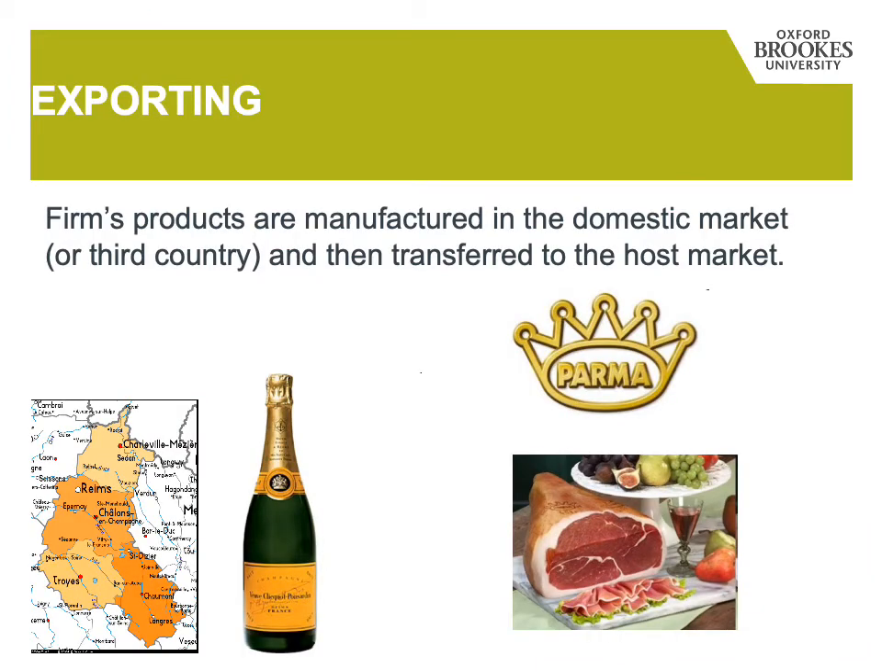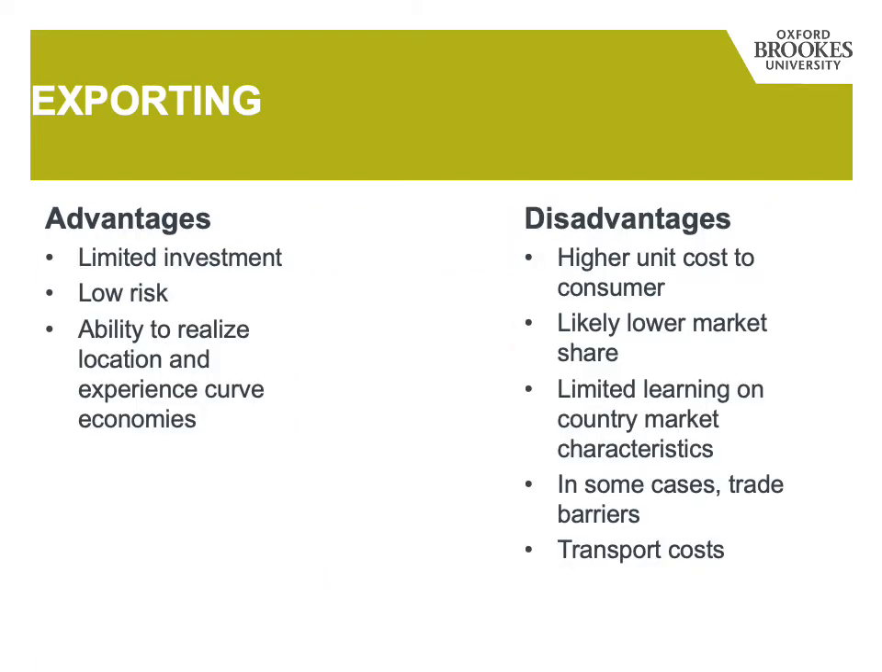Exporting examples: Parma, Italy; Champagne, France. Examples of firms' products are manufactured in the domestic market or third country and then transferred to the host country as an export. Exporting advantages: limited investment, low risk, ability to realize location and experience curve economies. Disadvantages: higher unit costs to consumer, likely lower market share, limited learning on country market characteristics, in some cases trade barriers, transport costs.